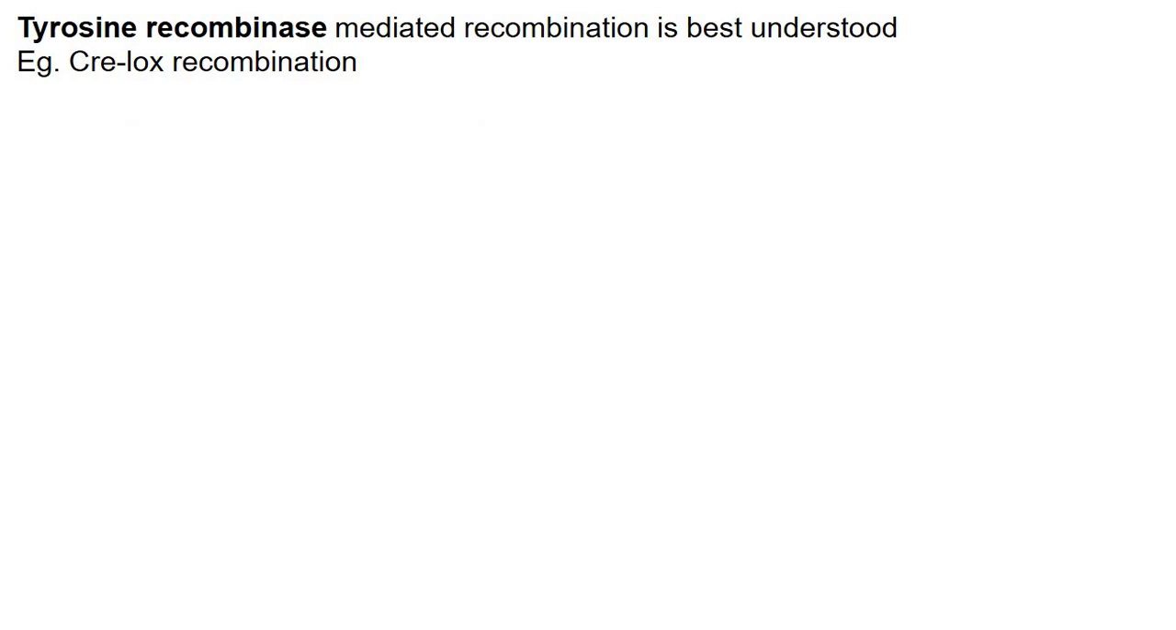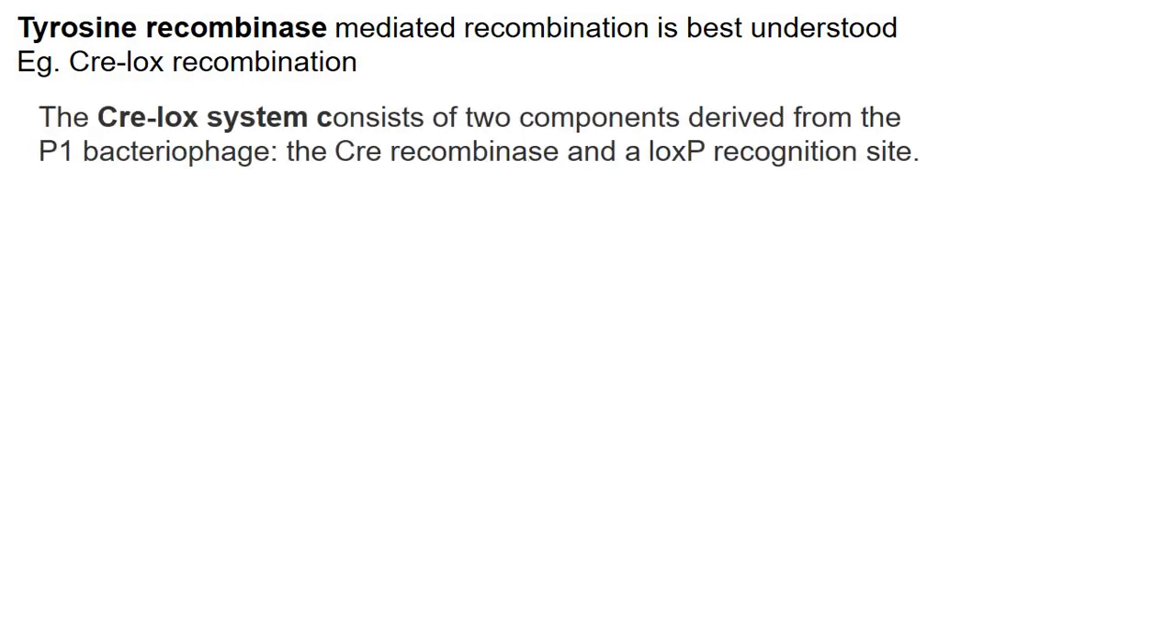Okay. Tyrosine recombinase mediated recombinations are best understood, so that's what we will be talking about today. One of the best examples of tyrosine recombinase mediated recombination is Cre-Lox recombination. Most of you have probably already heard about Cre-Lox systems, because they are being used in a lot of different labs in order to carry out site-specific recombinations and to study gene functions as well. The Cre-Lox system consists of 2 components. This system is derived from a P1 bacteriophage. So again, it's derived from a virus. It consists of 2 components, a Cre recombinase and LoxP recognition sites.